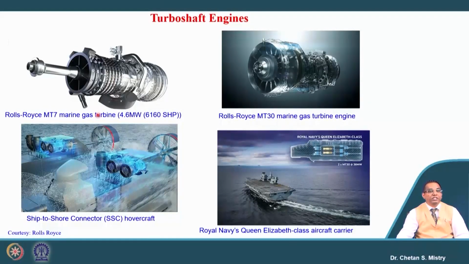Here in this case, this is connected with a hovercraft. If you look carefully, the hovercraft shaft is connected with this gas turbine engine, and that gives the high speed to be achieved by this hovercraft. Similarly, these engines also have marine applications. This is the Royal Navy Queen Elizabeth carrier. You can imagine a lot of aircraft are placed on it, and moving it requires a huge amount of power in order to propel.